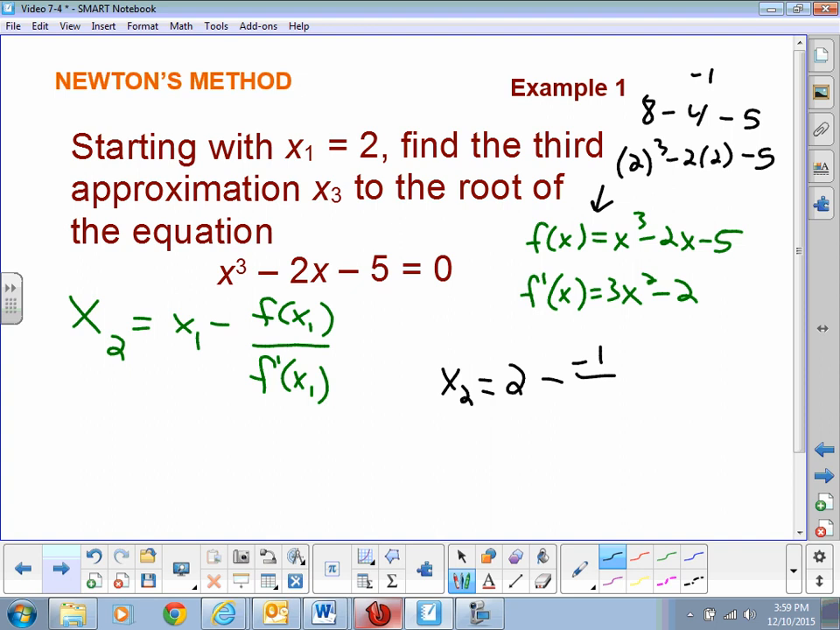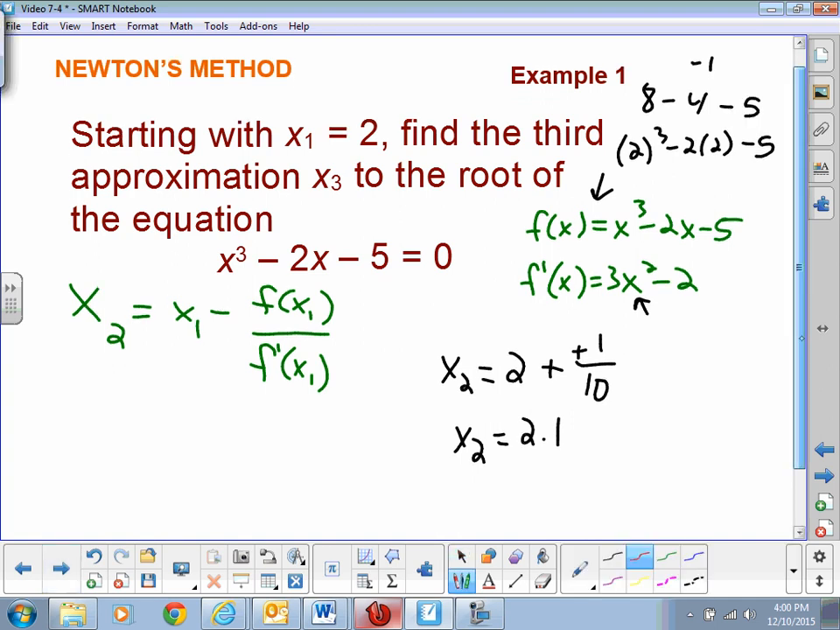And then our derivative, if we sub it in, 2 squared is 4. 4 times 3 is 12. 12 minus 2 is 10. This will really become a plus. So x2 is really going to be 2.1, or 2 1/10. 2 was our initial guess. 2.1 is now our x2.